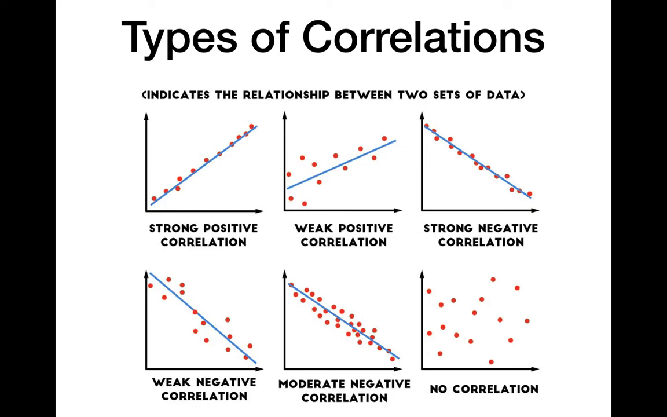Okay, so types of correlations, you have positive, strong positive, weak positive, strong negative, weak negative. Look how things are not really on the line as much in the weaker ones. A moderate negative, and there's no correlation at all here.